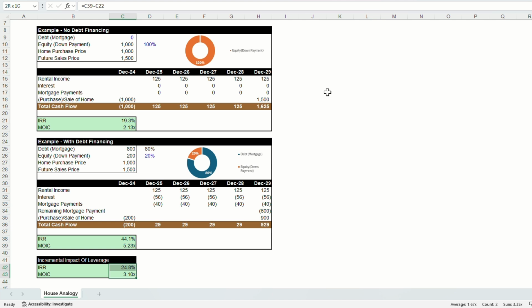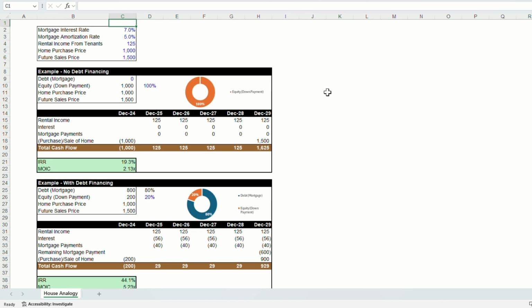Obviously, there's much more that goes into this once you are purchasing a business, but really just wanted to highlight how an LBO works using a house as an analogy, and hopefully the simple concept of how it works is clear.